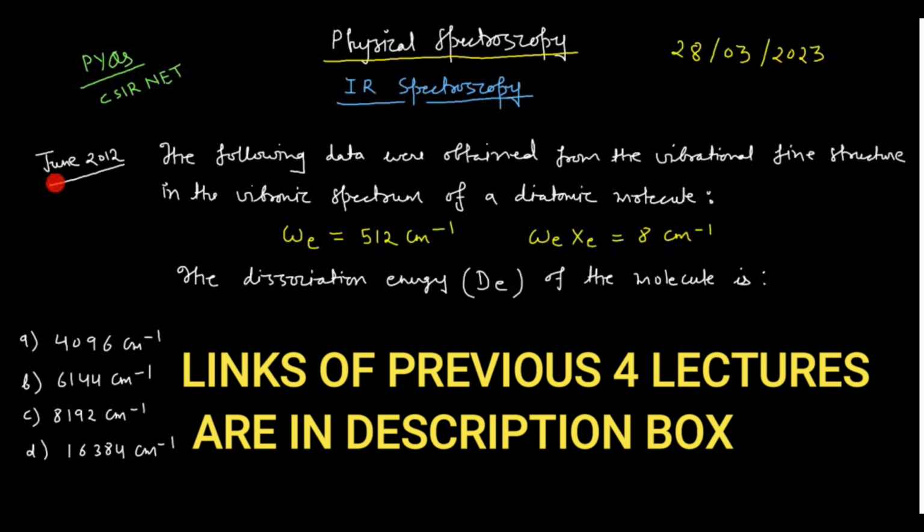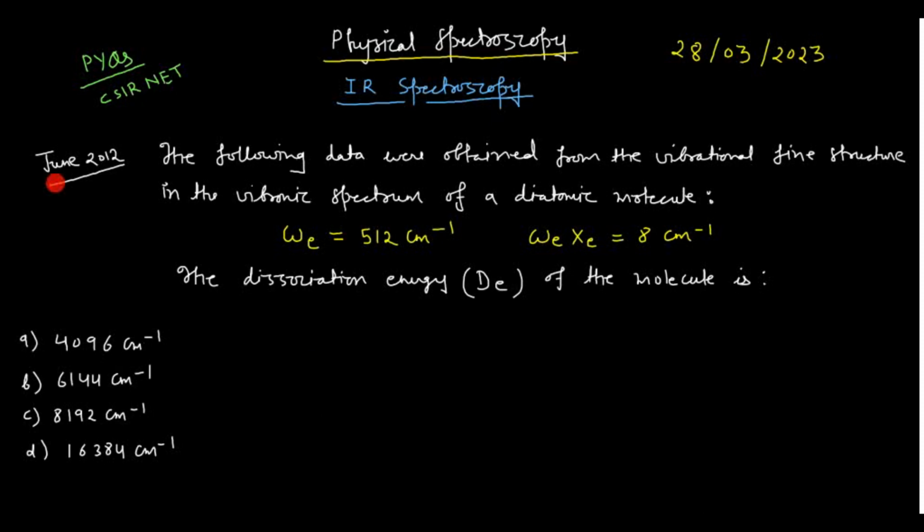So guys, it is my fifth lecture on IR spectroscopy. So far in my last 4 lectures, I have covered all the physical chemistry aspect of IR spectroscopy. Everything I have explained in pretty much detail in my last 4 lectures. And today I am going to solve the previous year questions from the CSIR NET examinations. And these questions generally are from the physical spectroscopy part.